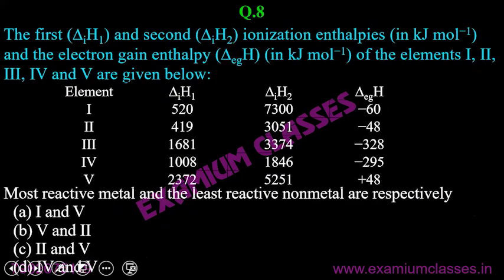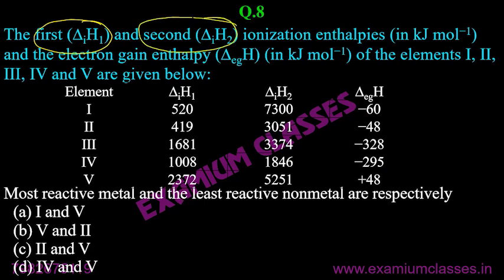Next question. And this is a specifically important question, appears many a times in your school exam. The first and second ionization enthalpy means to remove the first valence electron, and once you have removed that electron, the next electron you remove, then the energy. These are two energies.